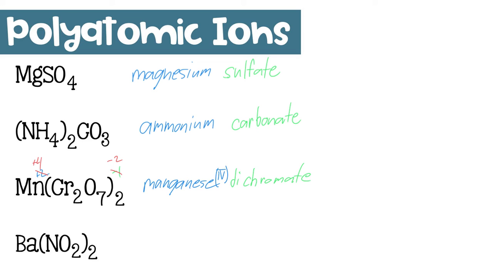dichromate. Now, let's look at the final example, Ba(NO2)2. Ba is barium, and NO2 is nitrite. So we have barium nitrite.